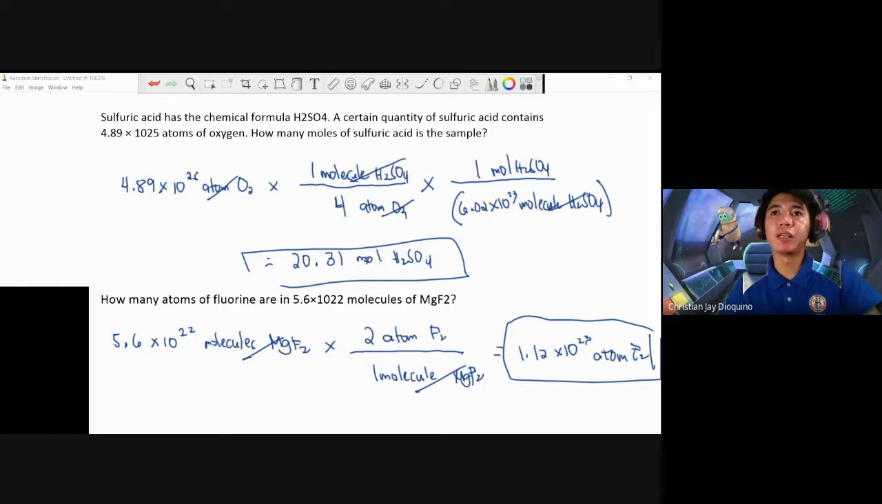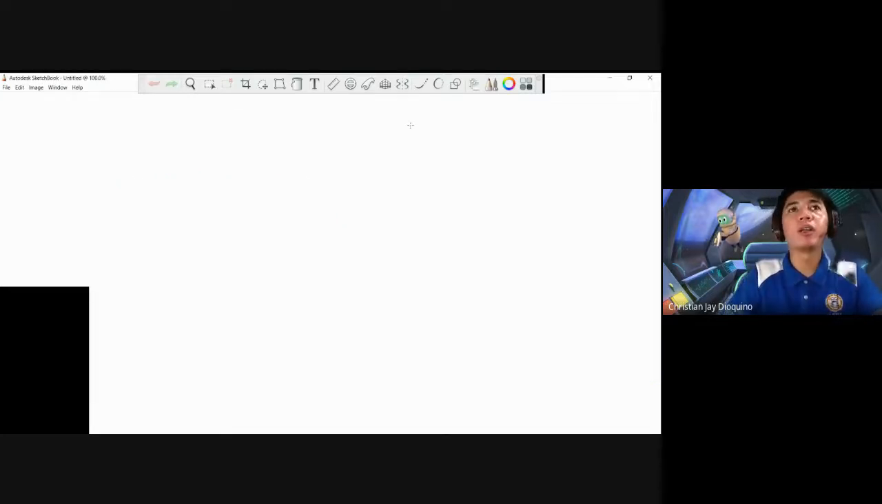Questions po so far dito? Clear tayo dito? Okay. So if clear tayo dito, let's proceed to another one which is what we call molar mass.